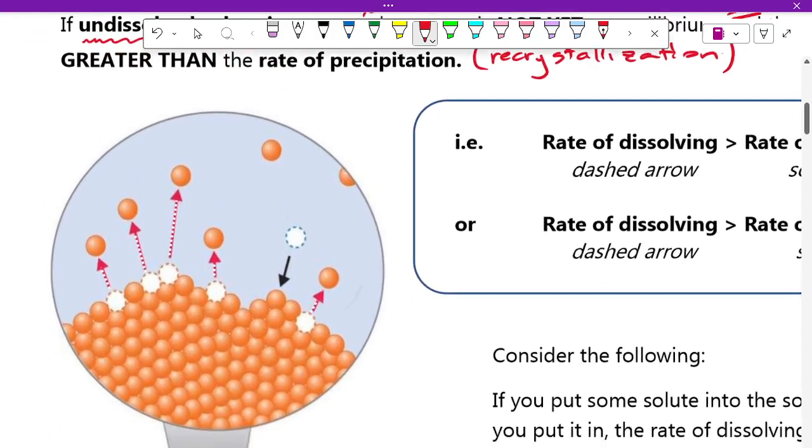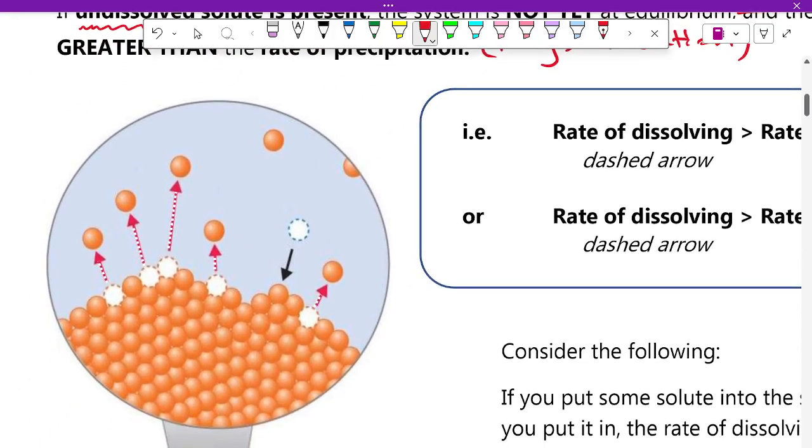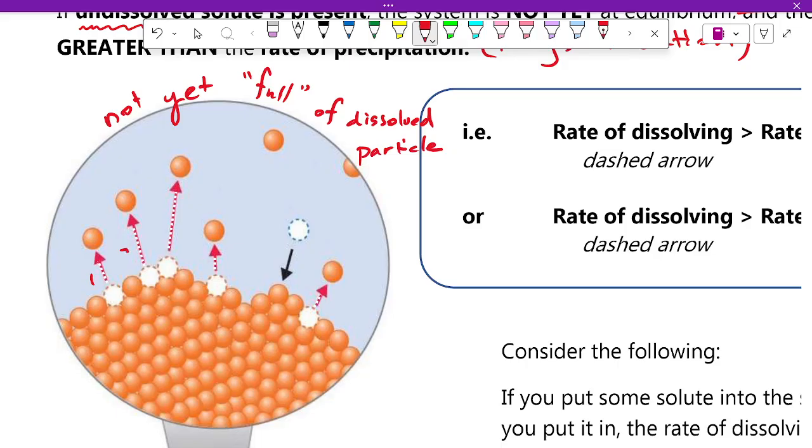So if you look at the little picture here, the solution is not yet full of dissolved particles. And you can see we have 1, 2, 3, 4, 5 arrows going up and only 1 arrow going down. So that shows dissolving faster than recrystallization.